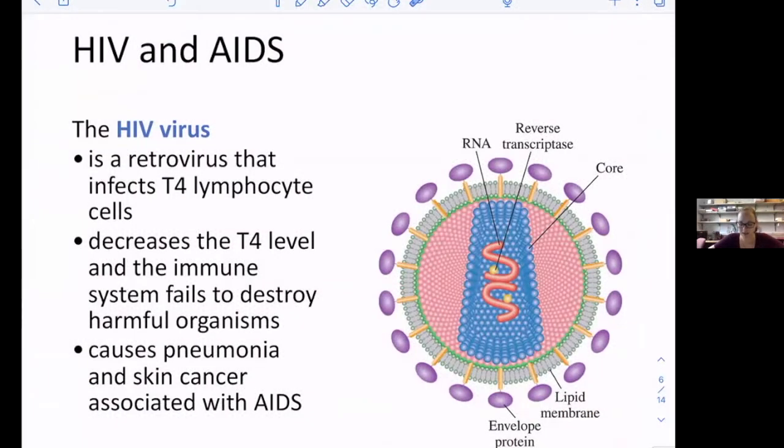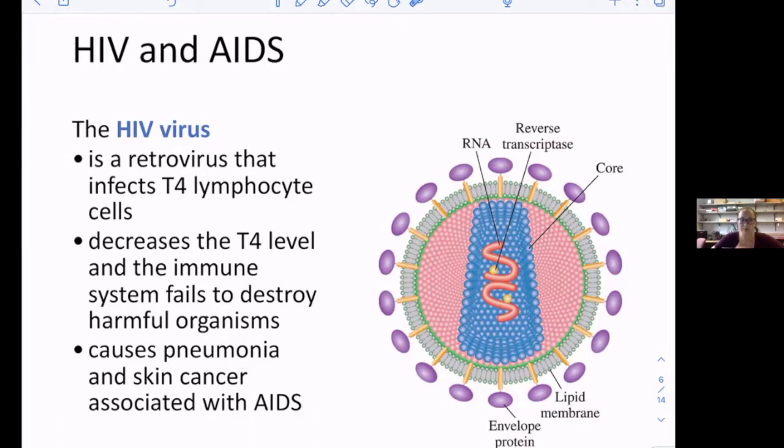Okay, so the first specific example of a virus we'll talk about is HIV and AIDS. The HIV virus is a retrovirus, so an RNA type virus that infects T4 lymphocyte cells. That's a specific kind of cell, lymphocyte as in lymph nodes. Your lymph nodes are kind of like where you produce all of your antibodies, so it's what fights off other diseases or viruses that you get.